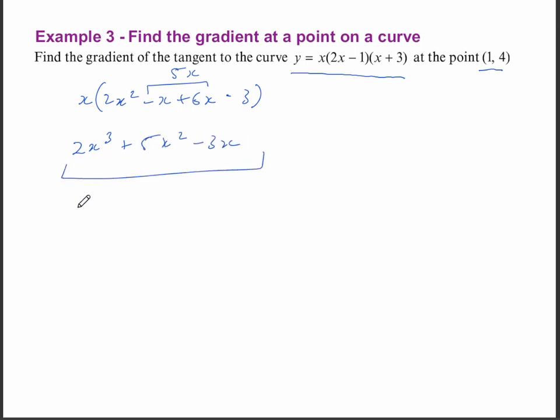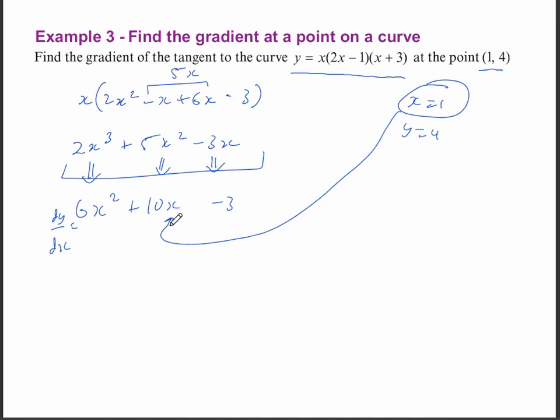Differentiating this will give us 6x squared. This will give us 10x, and this will give us negative 3. Therefore, this right here will be our derivative dy over dx. Then to find the gradient at this point, we know x equals 1 and y equals 4. What we can do is just take our x and put it into our derivative to get 6 times 1 squared plus 10 times 1 minus 3, which is just going to be 13.